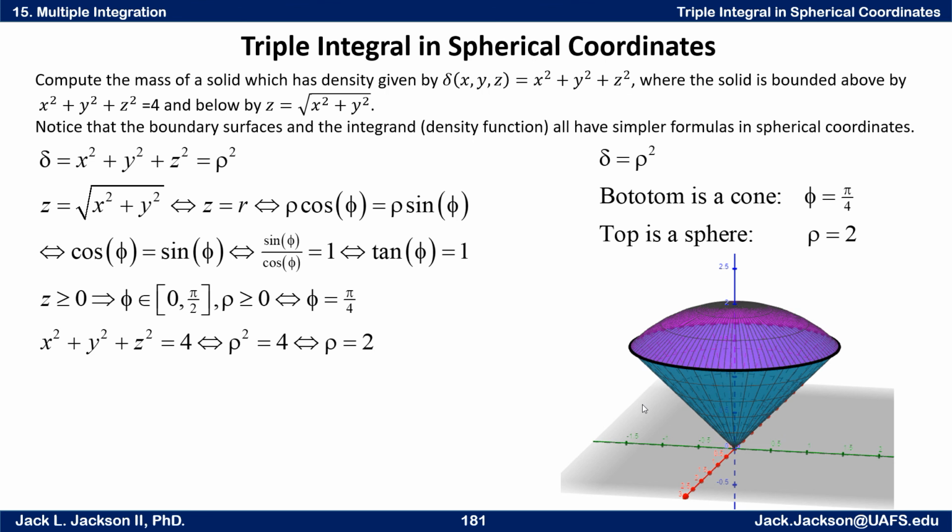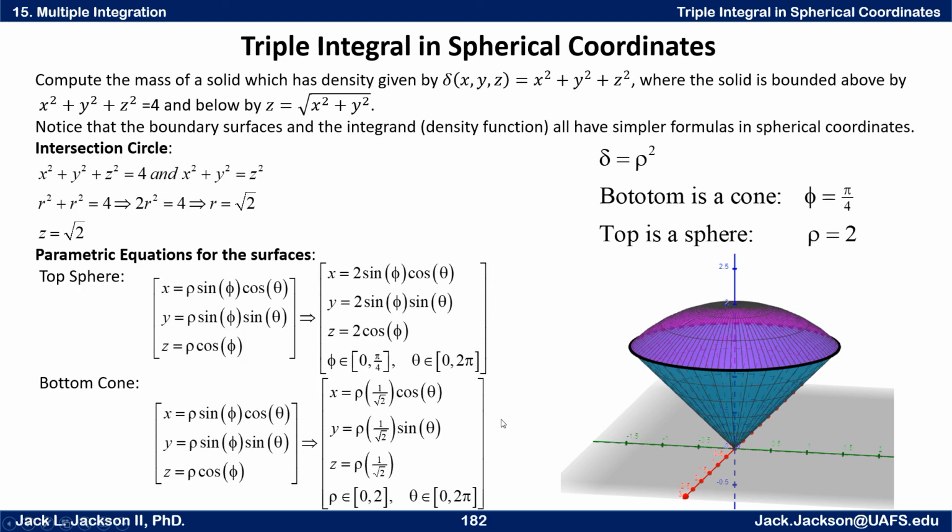So, looking at this a little bit more closely, this is what we have here. Notice it turns out that the density function is actually a real simple function. Density is rho squared. And actually we have constant functions for the surfaces. The top is a sphere, rho equals 2, and the bottom is just a cone, phi equals pi over 4. So that's about as simple as you could possibly get it for describing surfaces, if you have constants.